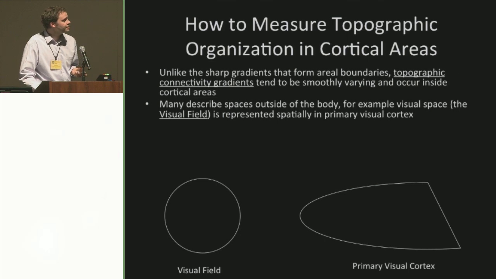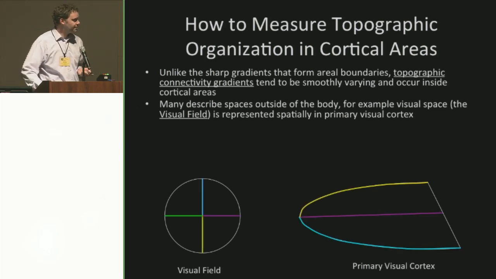And many describe spaces outside of the body. For example, the visual space, the visual field, which we're going to schematically represent over here, is represented spatially in primary visual cortex. This is a left visual cortex here. So if we put the meridians on, so the right horizontal meridian is in purple here, and we see that has a particular location in primary visual cortex. Similarly, the vertical meridians have specific locations as well.